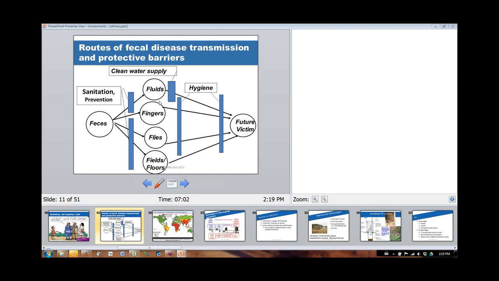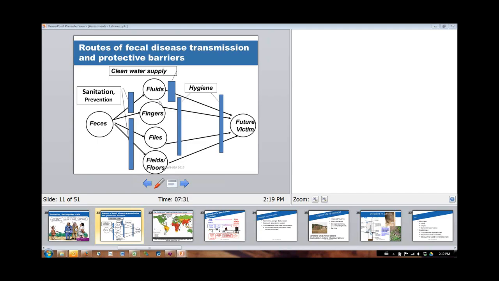Here is one slide. This is the only slide I'm going to give on hygiene promotion, or actually it's just the transmittal route for fecal contamination. And this is really one of the most important types of slides you could give to your communities. So you can see here that you basically have a transmittal route from feces to a victim, okay? Feces on the left side, victim on the right side.